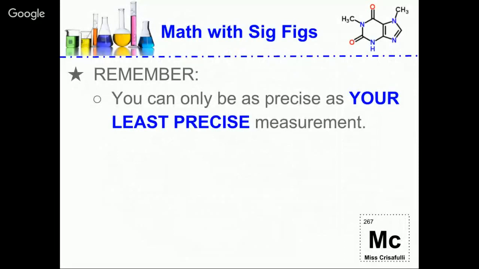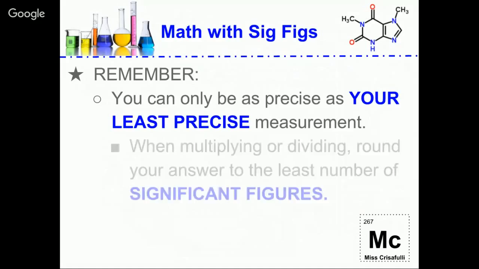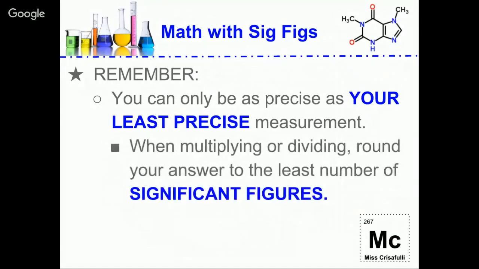Keeping in mind that your measurement can only be as precise as your least precise measurement, when you're multiplying or dividing, you're going to round your answer to the least number of significant figures.